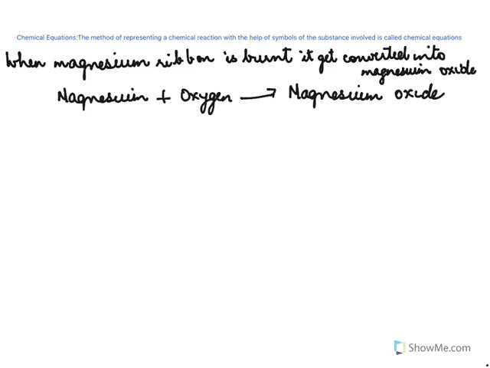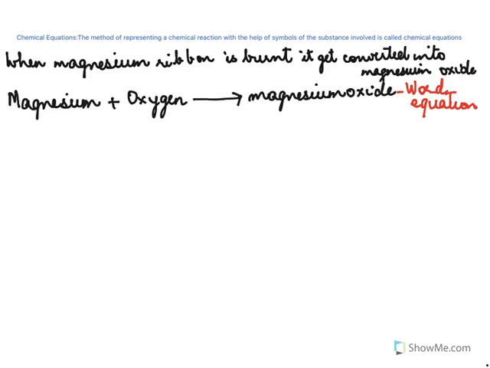This is called a word reaction. What we have written here is a word reaction, a word equation. We have represented a chemical equation with the help of words, and hence it is called a word equation. Now this word equation has got two parts. Magnesium and oxygen are called the reactants, and magnesium oxide is called the product.